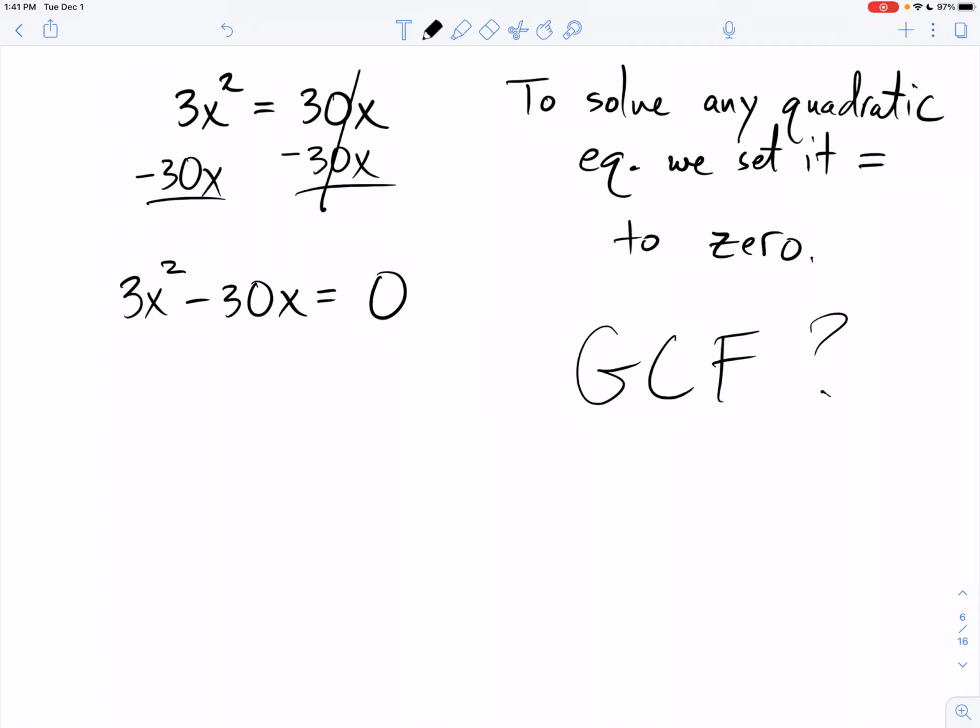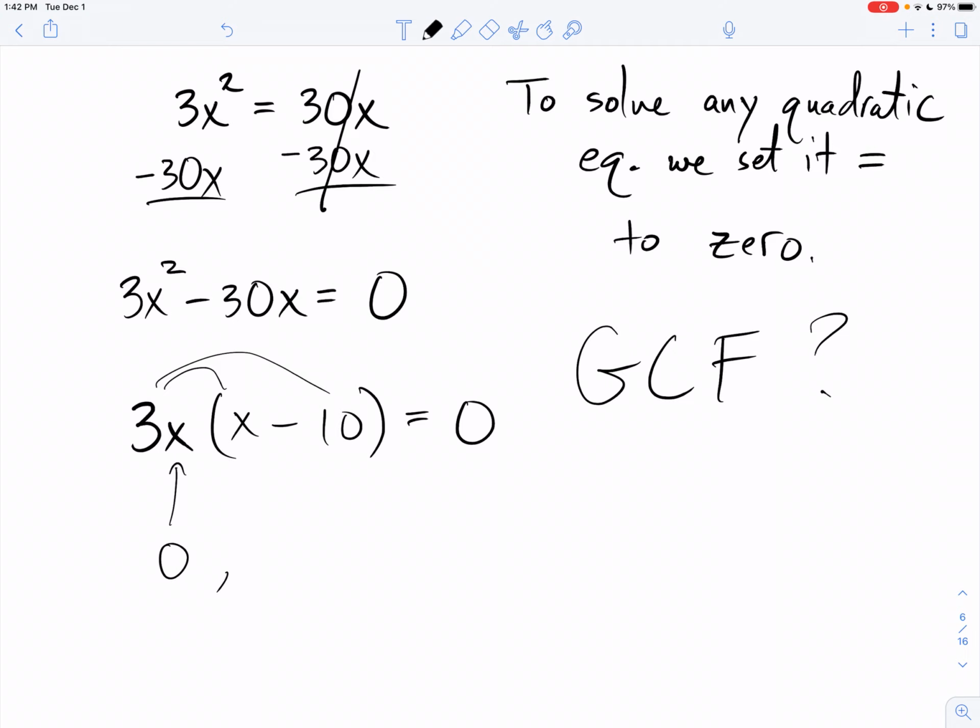Well, it looks like they both have letters, so x is part of it. Hey, 3 goes into both. Oh, I'm going to pull out a 3x. And then I'm going to build it back. What would I need in here? I'd need another x, and I'd need a minus 10. And by this time, I'm hoping you are not afraid to factor something like this. And you go, oh, that's 0. That's 10. Those are my two answers to any quadratic equation. See, it's not that bad.